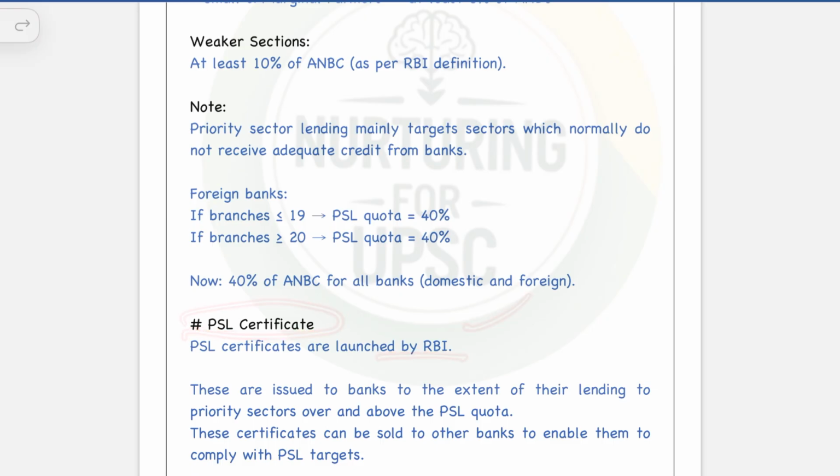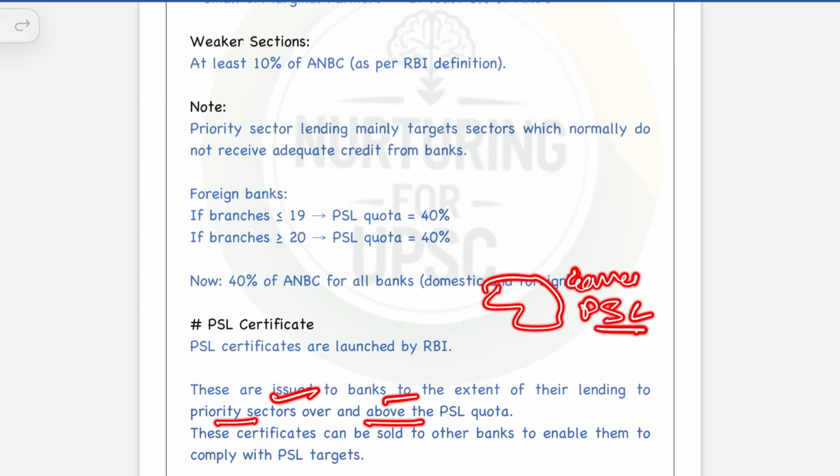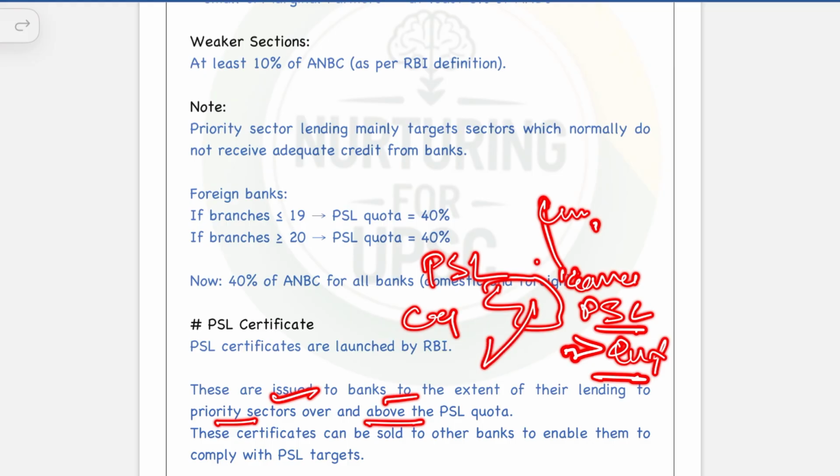So what happens is, these are certificates issued by banks to the extent of their lending to priority sectors over and above their quota. If there is a bank which gave priority sector lending greater than its quota, then for the additional credit that it has given, it will get priority sector lending certificates, and it can now sell these certificates to other banks so that their targets are met.